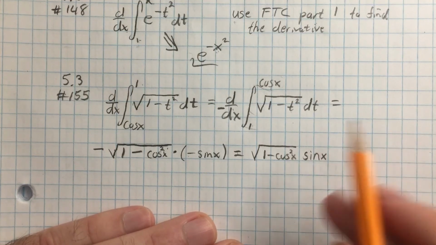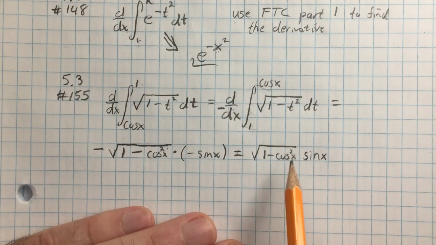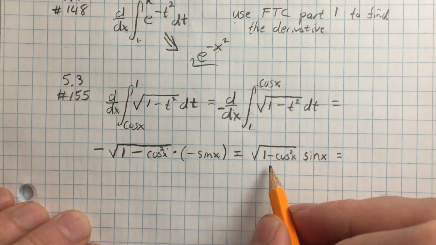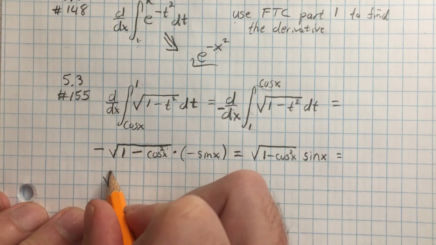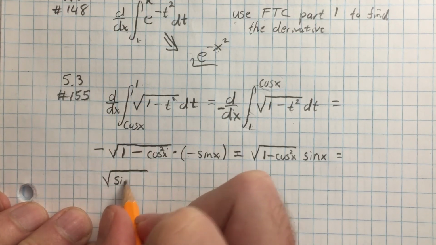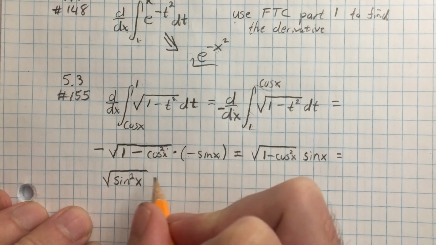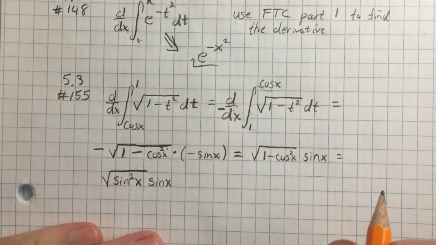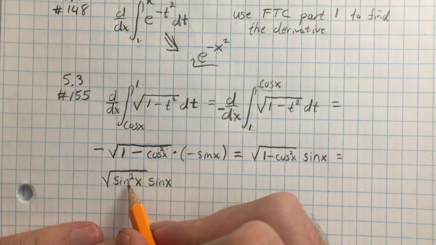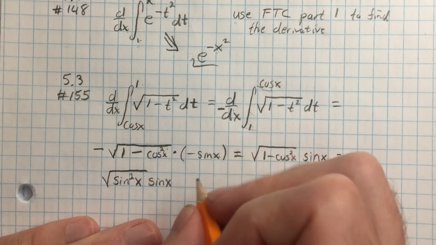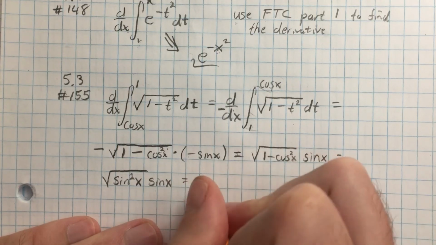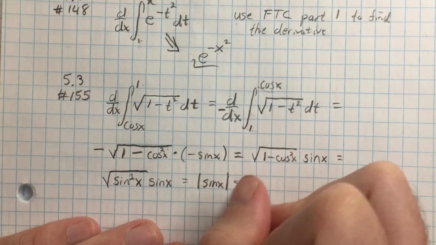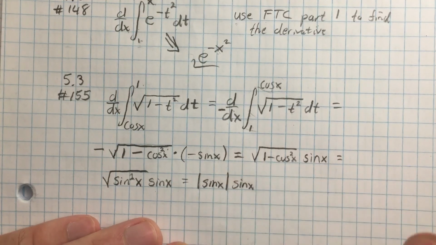Now, it is possible to simplify this a little bit. 1 minus cos squared, this is just unique to this particular problem. 1 minus cos squared is sine squared, so we get the root of sine squared x times sine x. The root of sine squared is not just sine, it's the absolute value of sine. So we'll get magnitude sine x times sine x, something like that.